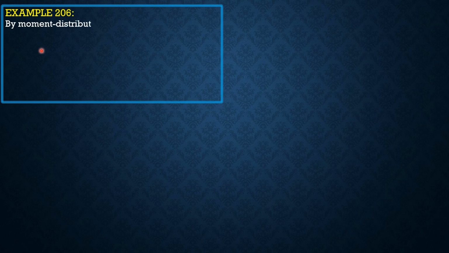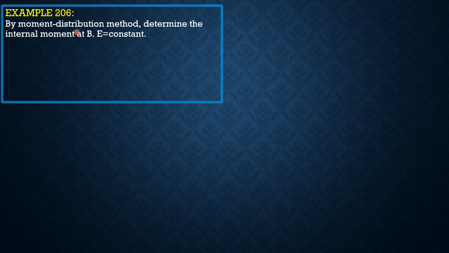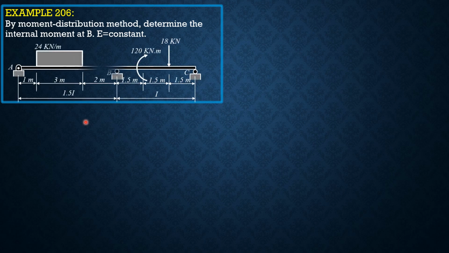This problem was already solved by three moment equations and slope deflection equations. Let's verify the answers by moment distribution method. So determine the internal moment at B. E is constant. So to prepare for the fixed moments, let's have a strip here. Let's call this x here.